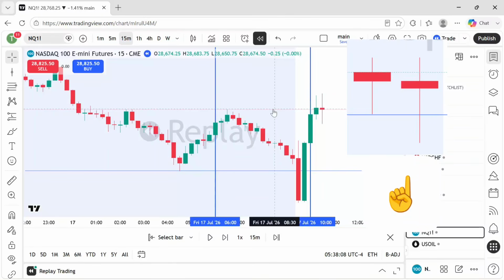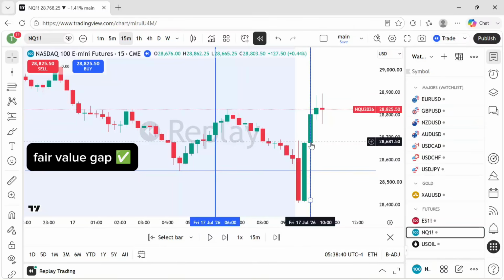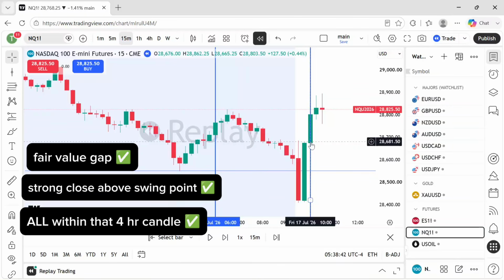That was a 4-hour bullish failed 2, but what is an extremely important detail is the price action inside of it needs to match that of bullish market structure, and it did not. This right here is 6 o'clock a.m. Eastern time, the open of the 4-hour candle. This right here is 10 o'clock a.m. Eastern time, the close of the 4-hour candle. The criteria for a 15-minute bullish shift is a fair value gap and a strong close above a swing high.